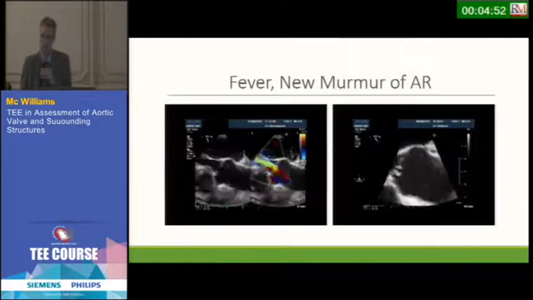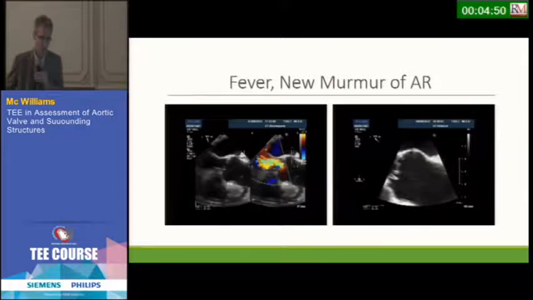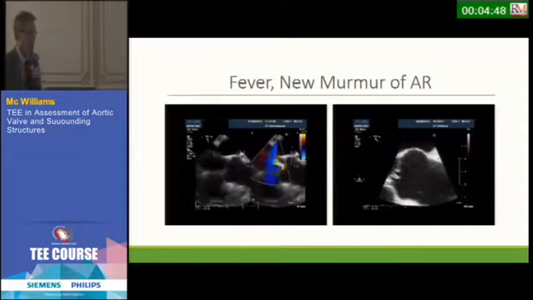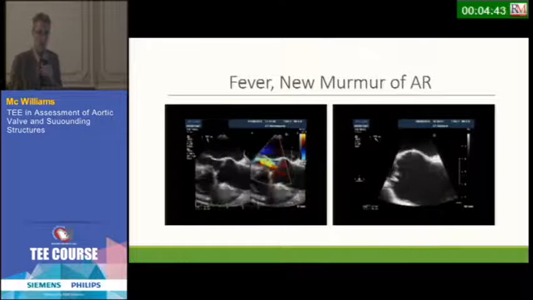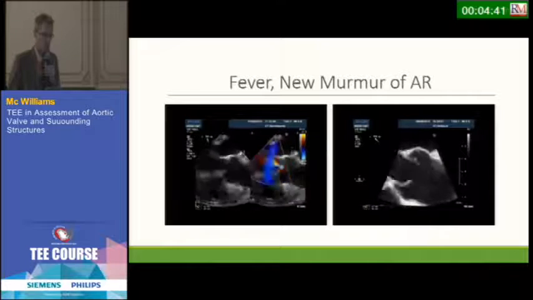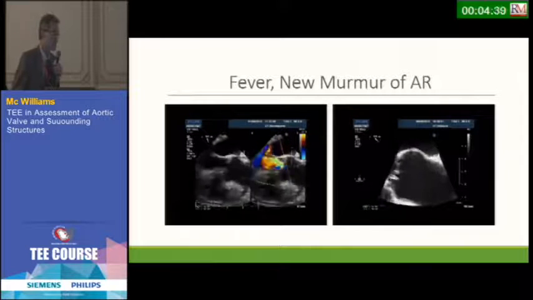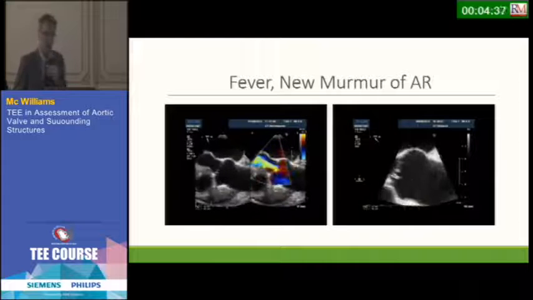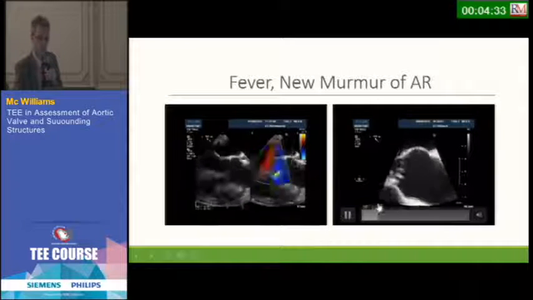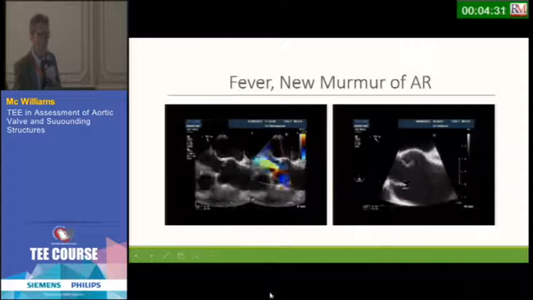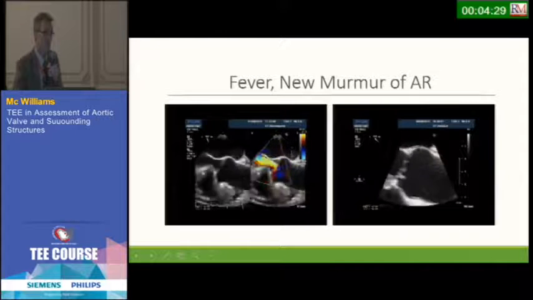This is just a point now. This is a lady who presents with fever, high fever, and a new murmur of aortic valve regurgitation. Transthoracic echo shows aortic regurgitation. And what do we see on the aortic valve? We see some mobile echo densities on the aortic valve.